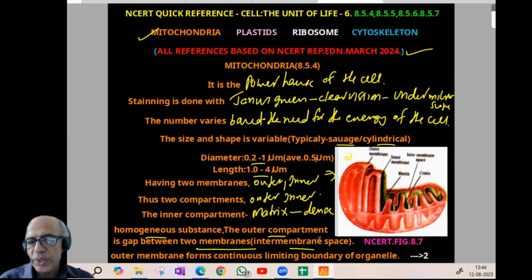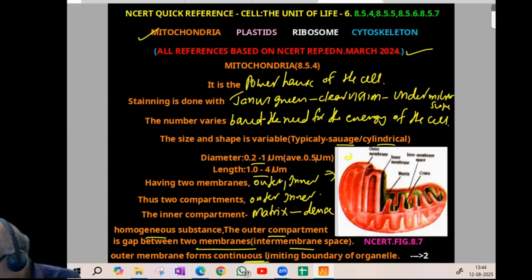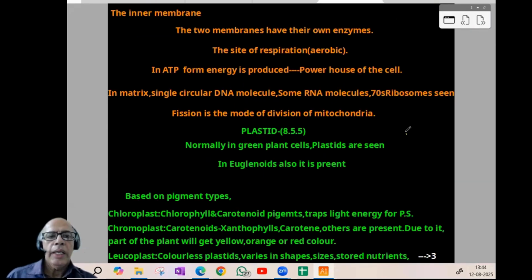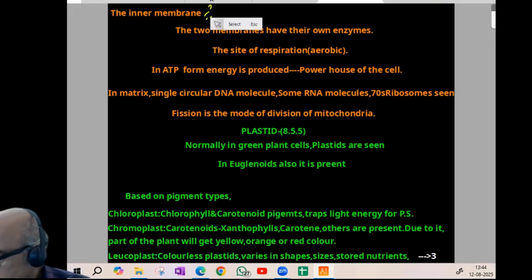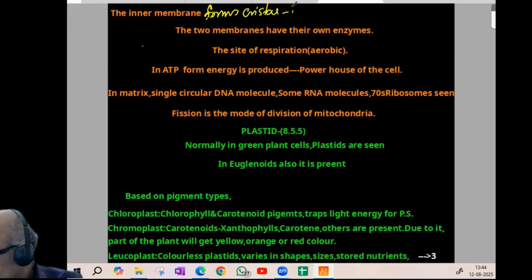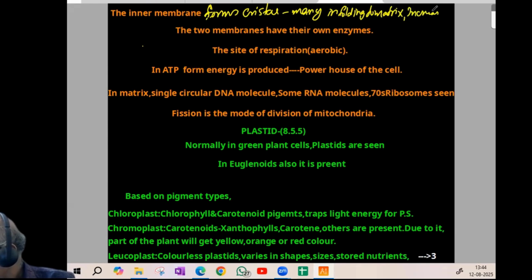Outer membrane forms continuous limiting boundary of the organelle. I think up to that it is clear. Now we can proceed to second page. Inner membrane, that forms a structure called cristae. Cristae means many infoldings to matrix. That is cristae. And purpose is to increase surface area. So more action can be done.